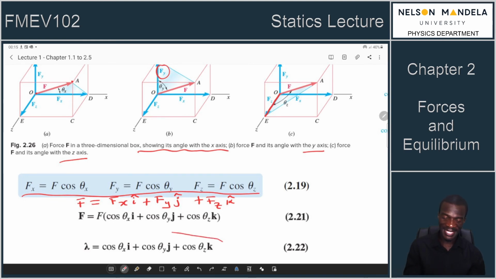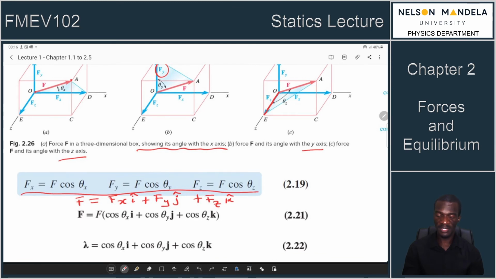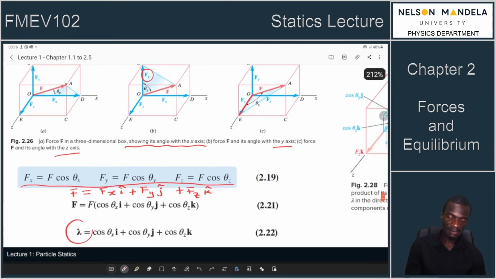It defines something called the directional vector. The directional vector in this module, in this chapter, is simply defined by the symbol lambda. If you follow the math, you will notice that lambda is simply the directional cosines. These are the coefficients of your unit vector directions. So this lambda is actually a unit vector. It is the unit vector in the direction of the line of action of the force.